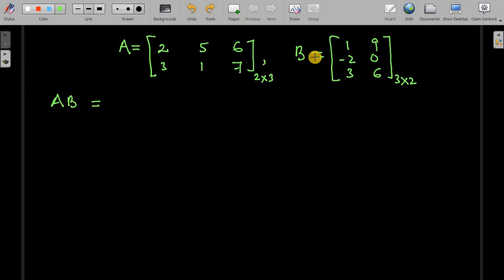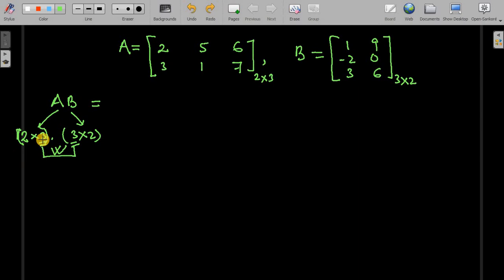So before multiplying matrix A and matrix B, we have to check their order. We have to check whether the two matrices satisfy the condition for multiplication. The order of matrix A is 2 by 3 and the order of matrix B is 3 by 2. So here, is the number of columns equal to the number of rows? Yes, it is equal. 3 equals 3, because A is of the order 2 by 3 and B is of the order 3 by 2.